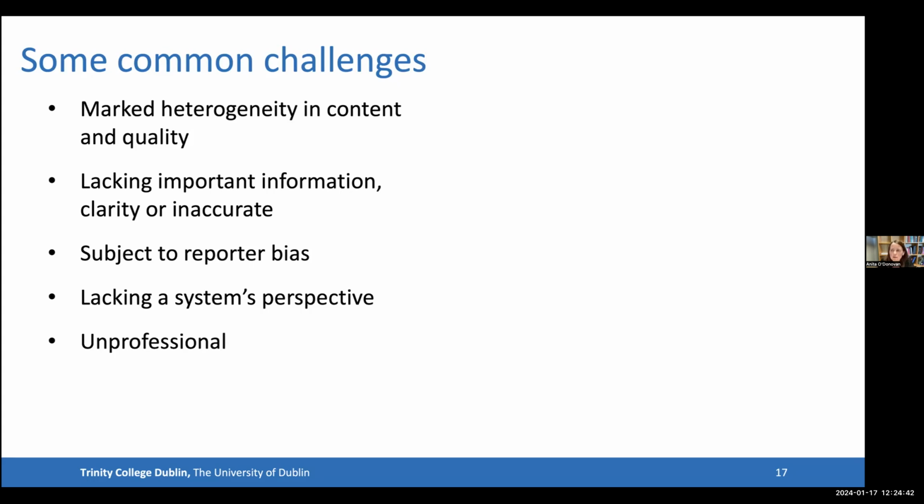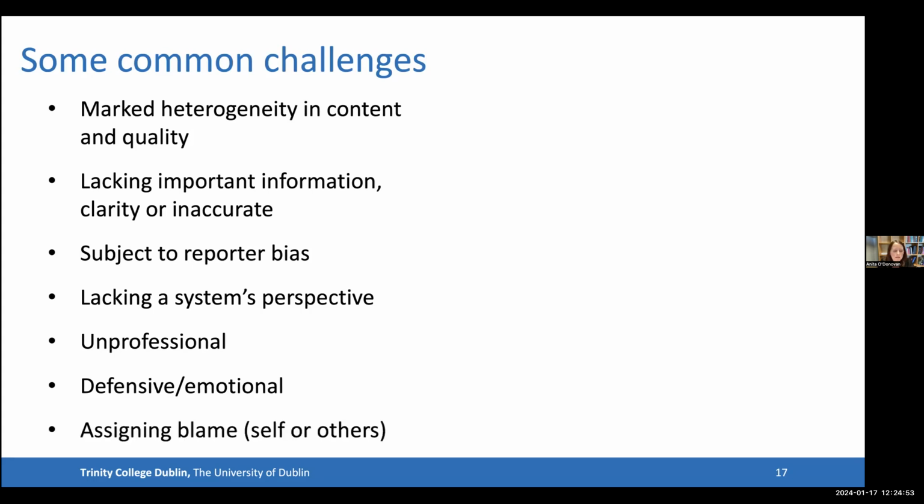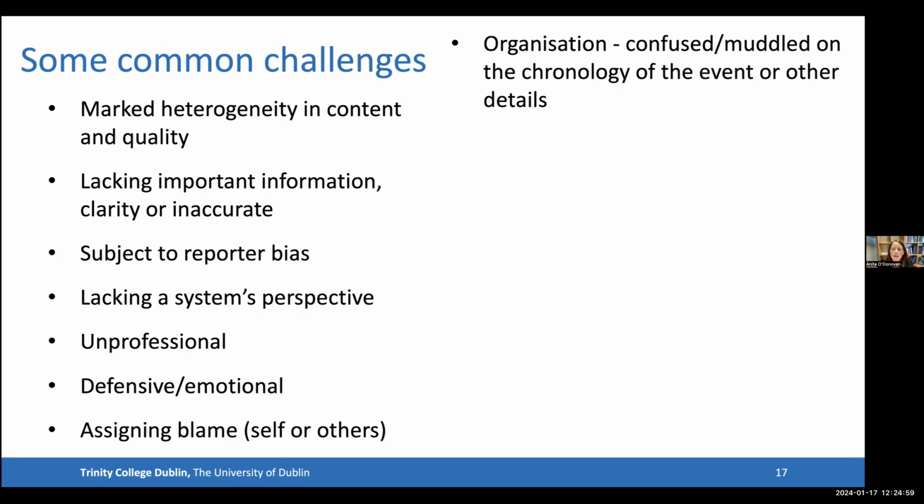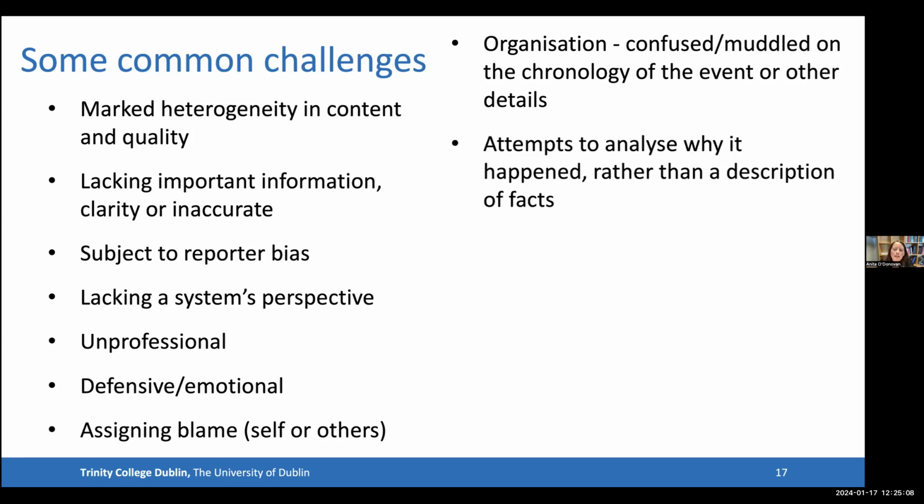It can be unprofessional at times, so maybe referencing or assigning blame to colleagues. It can be defensive or emotional, understandably, and assigning blame to self or others, more often to self, I think, in a lot of these instances. In terms of the organisation, it can be confused or muddled, particularly on the chronology of what actually happened. Or it can attempt to be analytical. And of course, that's not the purpose of the initial narrative.